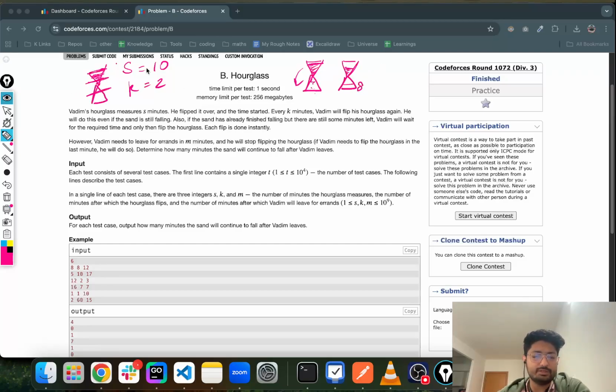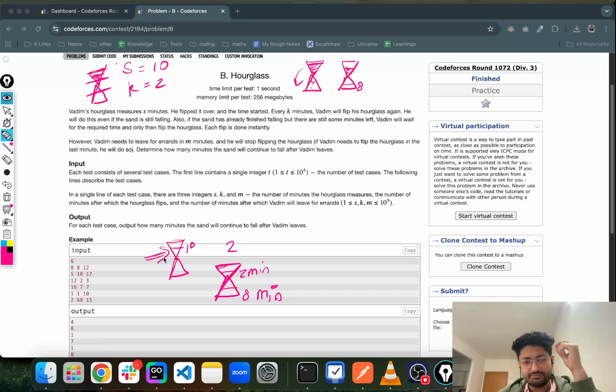Why? Because maybe in the very starting state you have 10 minutes here. At k equals 2 minutes, you flip it. So when you flip it, it becomes like this. You have 2 minutes here, 8 minutes here. I hope you understand, because there are two states. Either you start from the very even state, you have 10 minutes here, nothing here, 2 minutes dropped here, 2 minutes dropped here, and at k equals 2, you flip it.